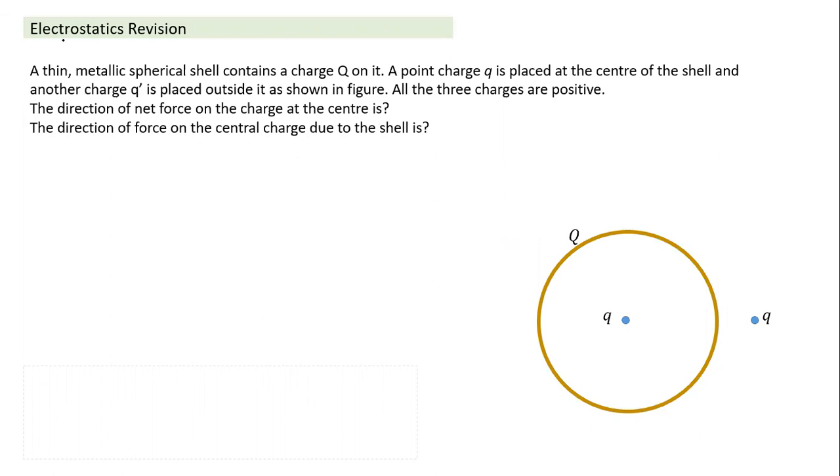A thin metal spherical shell contains a charge Q. So this is like a copper shell. It's a three-dimensional spherical shell, charge Q. A point charge Q is placed at the center, and another charge Q is placed outside. Let me call this point outside Q. All three charges are positive. What is the direction of net force on the charge at the center?